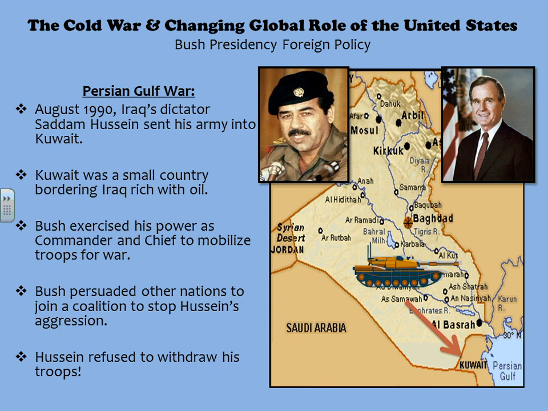But in the interest of humanitarian rights, President Bush exercises his power as commander-in-chief to mobilize the troops for war. His power, commander-in-chief, mobilize troops for war, persuaded Congress to declare war in the Persian Gulf area. Bush persuaded other nations to join the coalition to stop Hussein's aggression in the meaning of human rights. Hussein refused to withdraw his troops, and a stage was set for a very small but swift conflict.